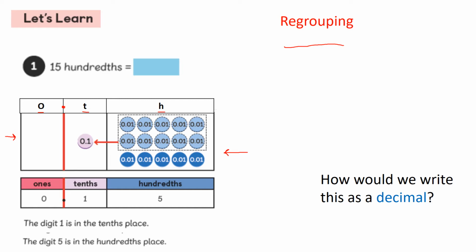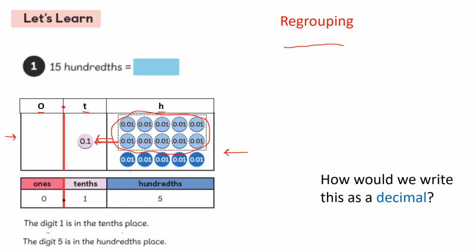How many of those hundredths counters would I need to regroup in order to make a tenths counter? Can you have a look? Well, I'm hoping that you'll be able to see that we need to now regroup 10 of those hundredths counters, and we're going to be moving them now into the tenths counters. So what do we have left? Can we work it out?